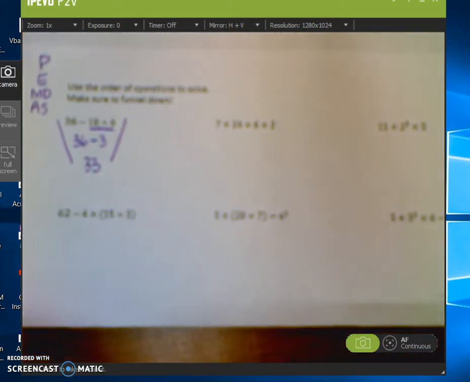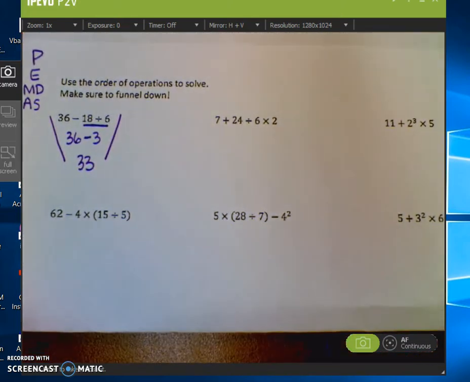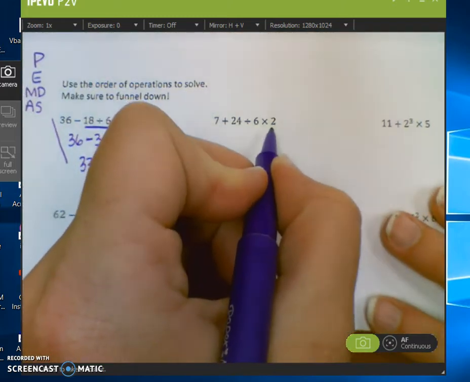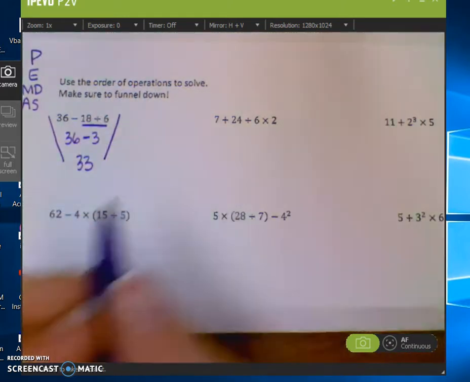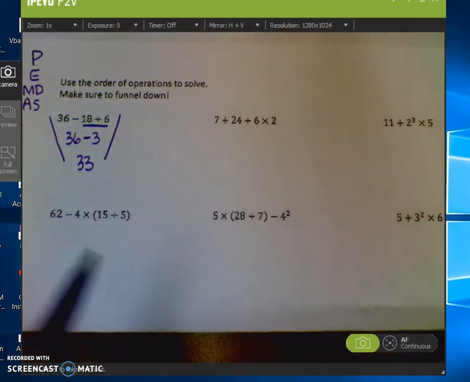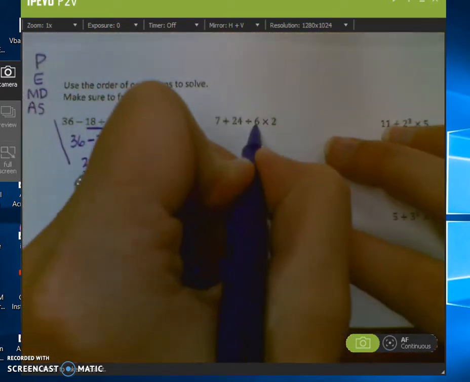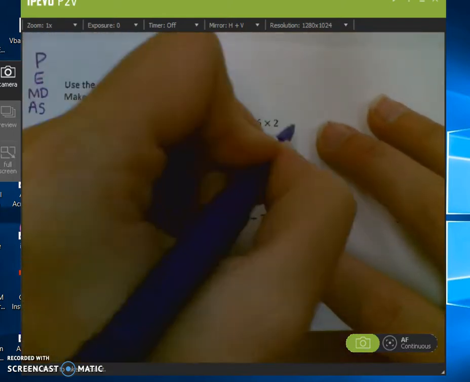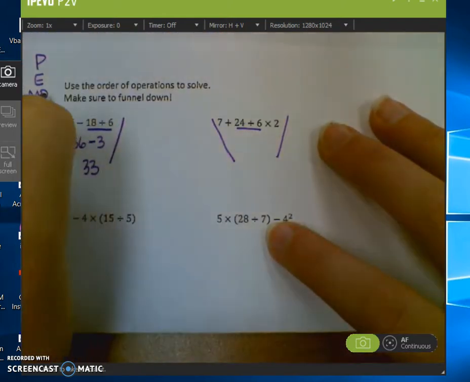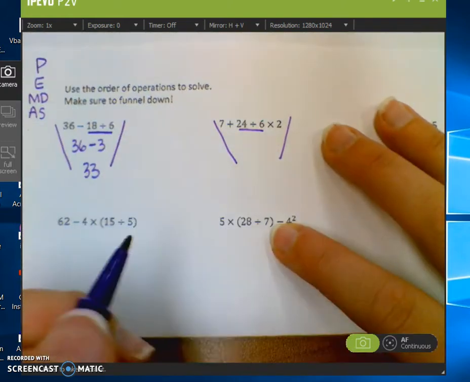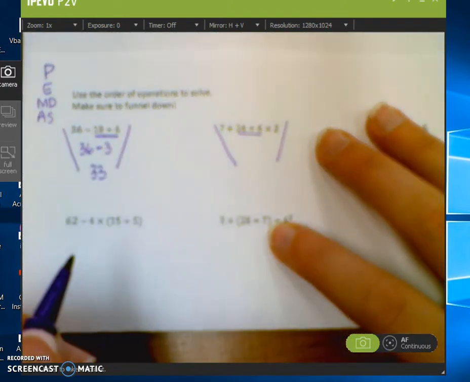The next one gets a little bit more complicated. There are no parentheses and no exponents, but we do have division and multiplication. And if you go back and remember, we talked about when we multiply and divide, we go from left to right. So the farthest left is division, so we're going to divide before we multiply here. Even though the M comes first in PEMDAS, we're going to do this left to right. So division comes before multiplication, we're going to divide first.